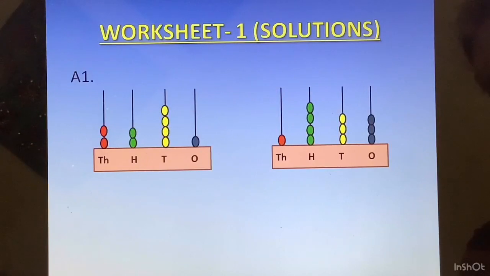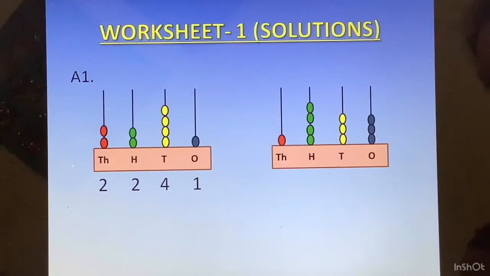The first abacus we have, in one's place we have one bead. So 1 will come there. In the tens spike we have 4 beads. So 4 will come under tens. In hundred spike we have 2 beads. So 2 will come there. And in thousand spike we have 2 beads. So 2 will come. This gives us the number under the place value.